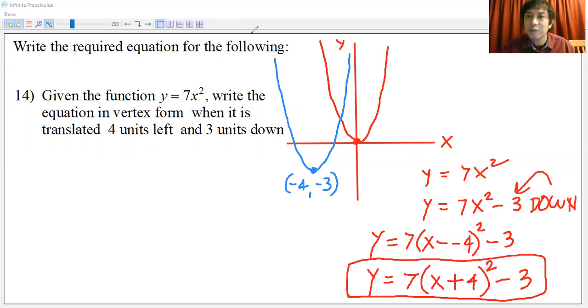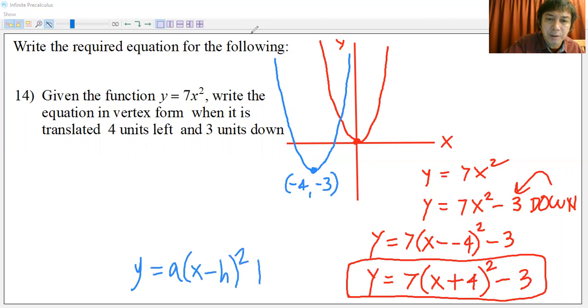Remember the vertex form, it's y is equal to a times x minus h squared plus k. So this means plus a negative 3. That's why our k is a negative 3, and our h is a negative 4, because the minus is part of the formula.